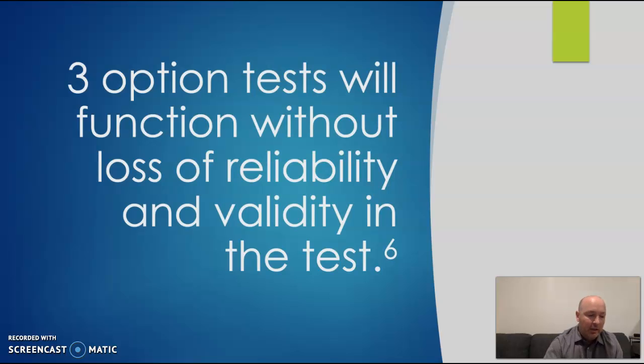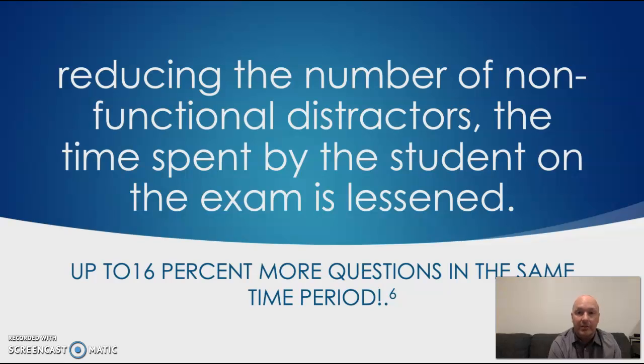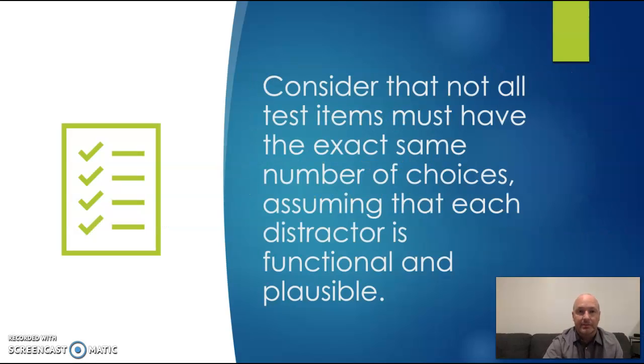Interesting to note that by reducing the non-functional distractors and reducing the options down to 3, but making sure that all 3 are functional distractors, it's been found that this can reduce the time the student spent taking the exam on the same number of questions by up to 16%. And a correlation to this is 16% more test questions could be included in your test to broaden the focus of the test and ensure we're really getting a focus on the learning objectives. So increasing both the reliability and the validity of the test.